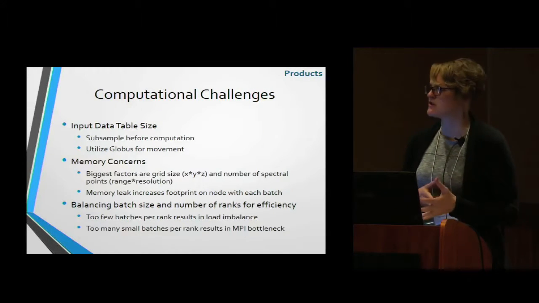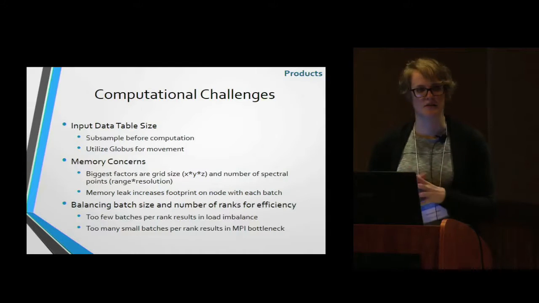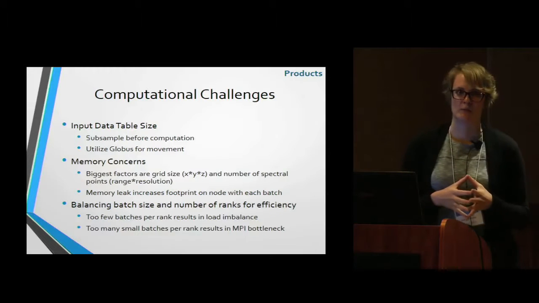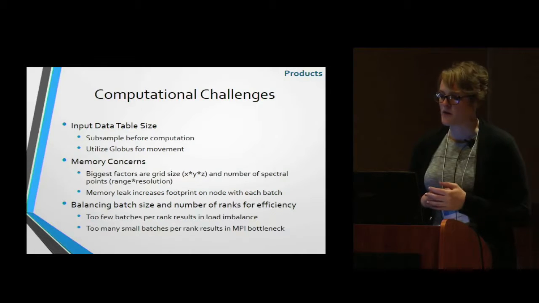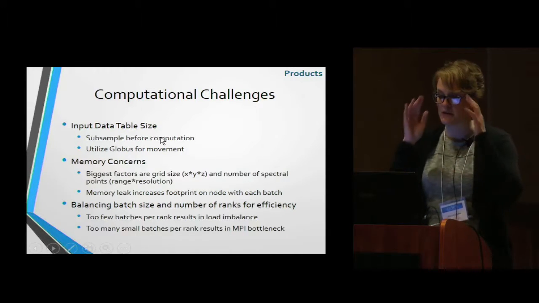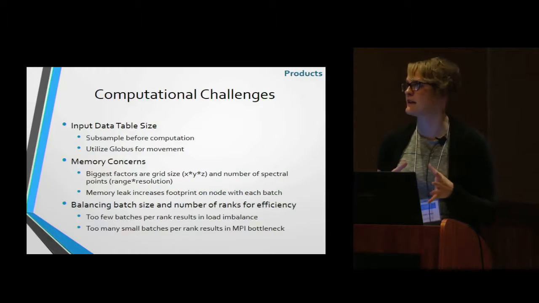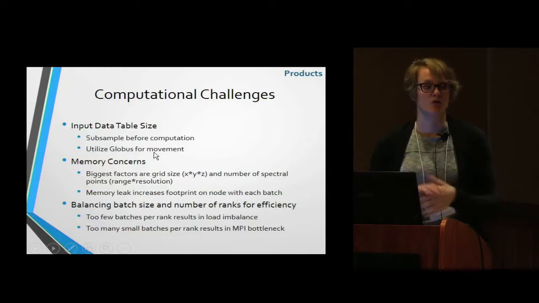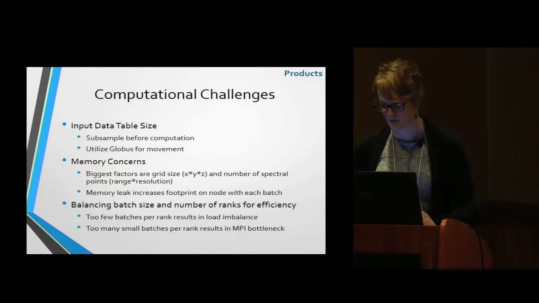So some of the computational challenges I faced in this project, first being the input data table size. I know it's nothing compared to the data sets that some of you are working with, but it is a little bit rough to try to move that table of Mie properties, that 3.8 terabyte table. So one of the workarounds I used was to subsample it to the range of spectral resolution and effective radius that I needed for that particular simulation. And of course, utilizing Globus for movement. If anyone out there is not using Globus yet, you should start, because it just makes data movement so much faster.